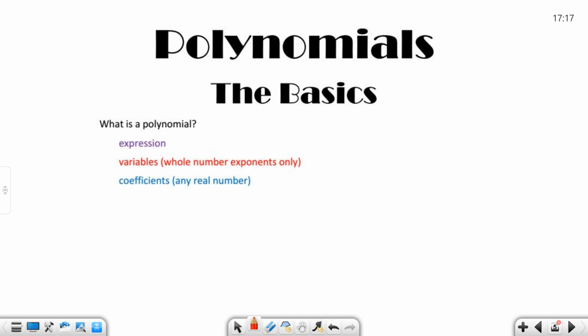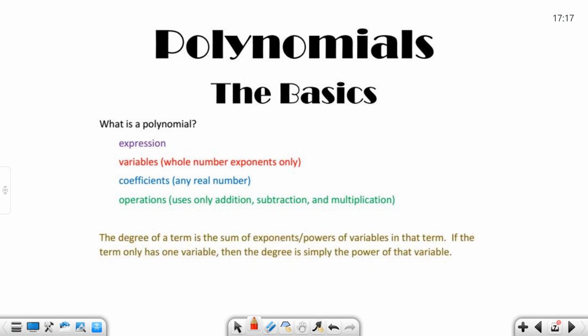Coefficients, they can have coefficients to the variables. This also can include the constant, and it can be any real number. The coefficients of the constant can be a fraction or a decimal or a square root or something. And then the operations that you use are only addition, subtraction, and multiplication.